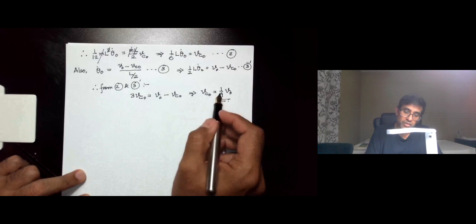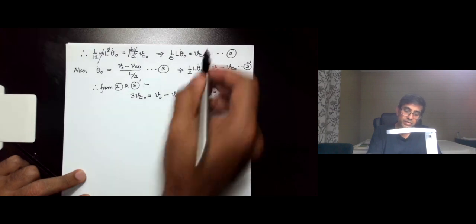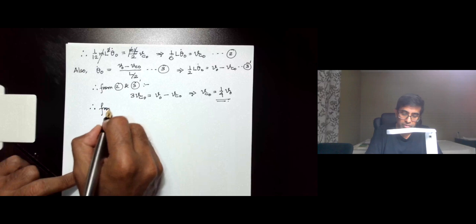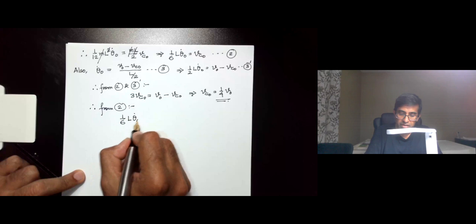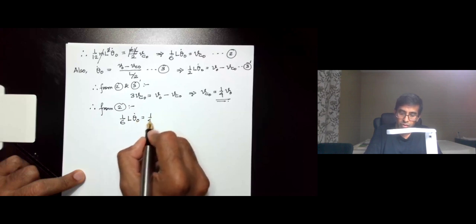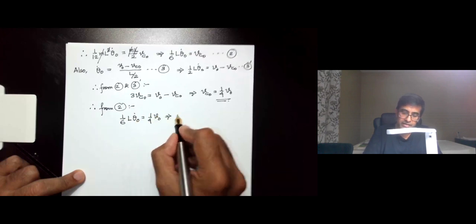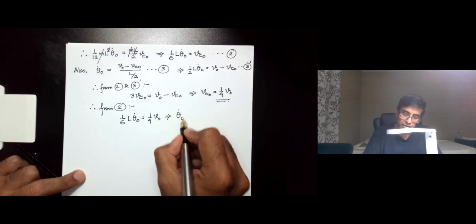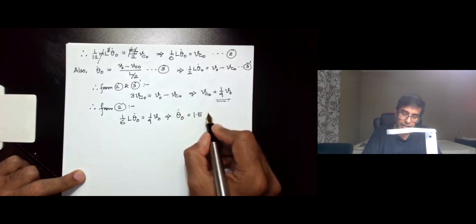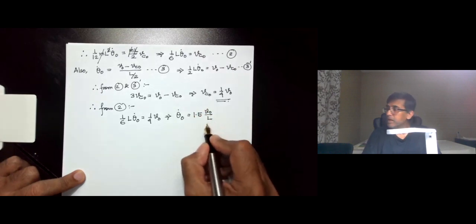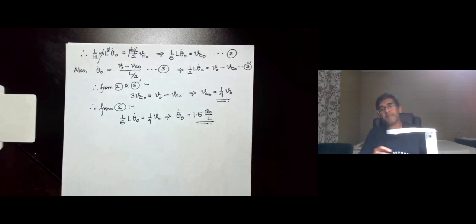And from this now, we can substitute this into equation 2. Therefore, from 2, we get 1/6 L theta dot O is equal to 1/4 VO, which implies that theta dot O is equal to 6/4, which is 3/2, which is 1.5 VO over L. Which is also exactly the same as the solution that we got using our first method. So that is basically what I wanted to demonstrate.